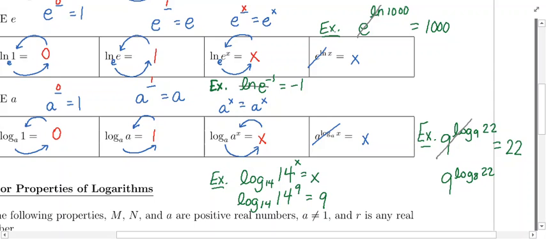All right, so these were the minor properties of logarithms. Now we're going to take a look at the major properties of logarithms.